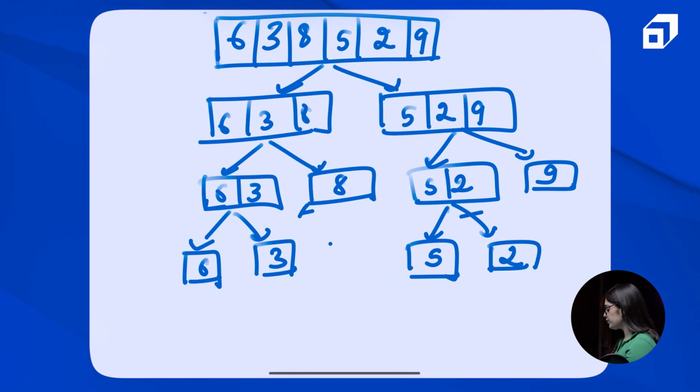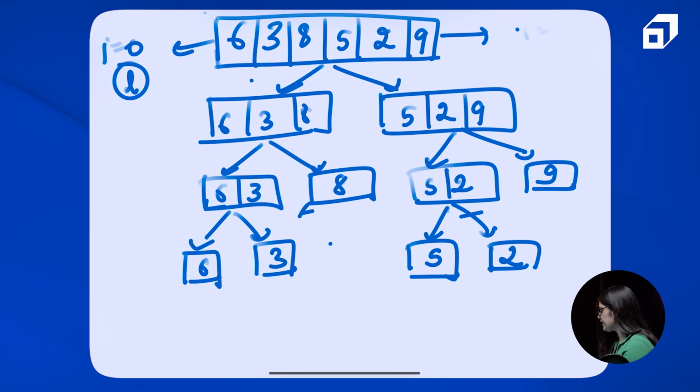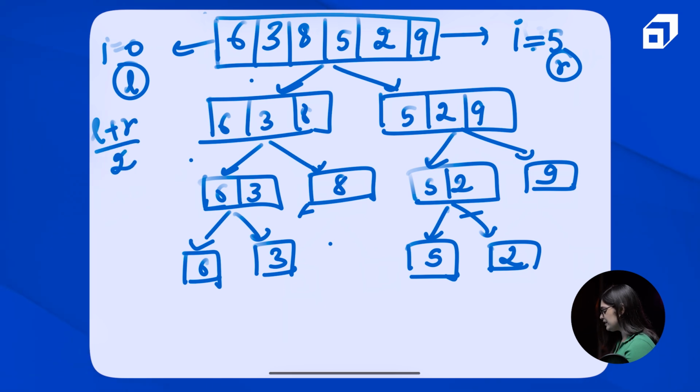So in code, how we're going to do it is, let's say this is our left index. This is i equal to 0. This is called left. And this is i equal to n minus 1, or let's say i equal to 5 here. So this is the right index. So we'll calculate our mid. So mid will be (L plus R) by 2. That will give us the middle index for this array. So it will be (0 plus 5) by 2, which will give us 2. So this is our mid, the index whose value is 8.